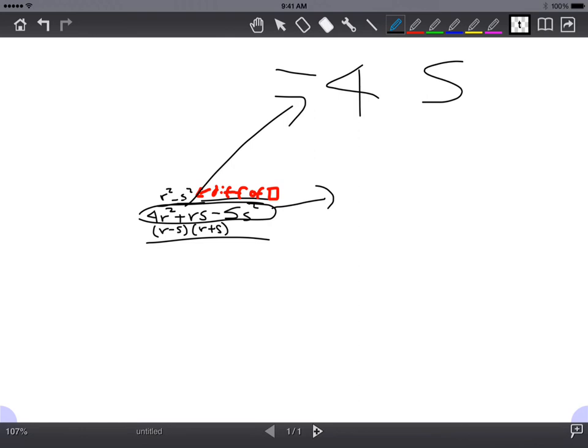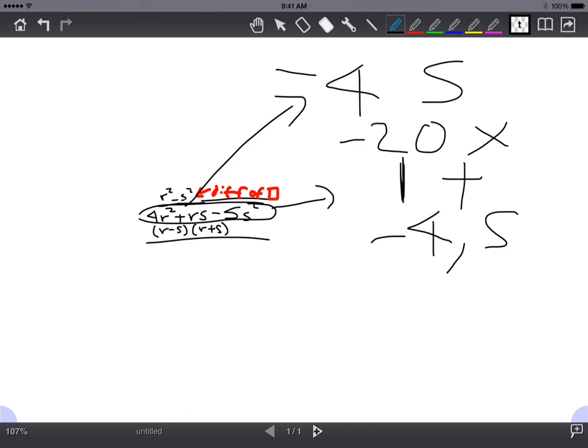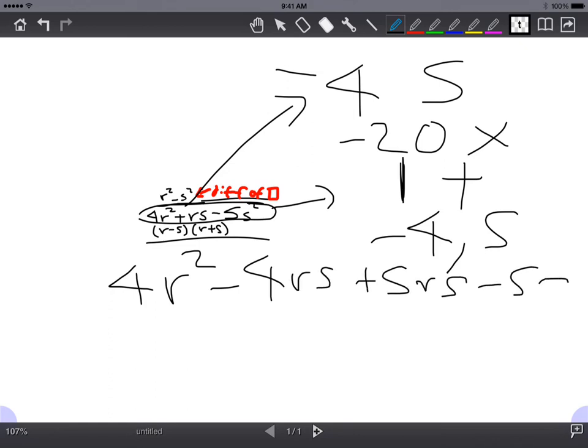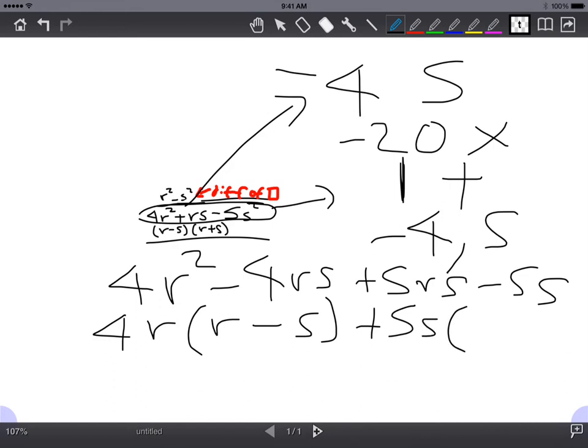So another way to approach this is you can still multiply A and C, and you get negative 20, which is the product of the two numbers, and 1 needs to be your sum. So then you can immediately see the two numbers are negative 4 and 5. And then it's just a matter of breaking it up. So then you can subtract 4RS, add 5RS, minus 5S squared, and factor: 4R into R minus S, plus 5S into R minus S.